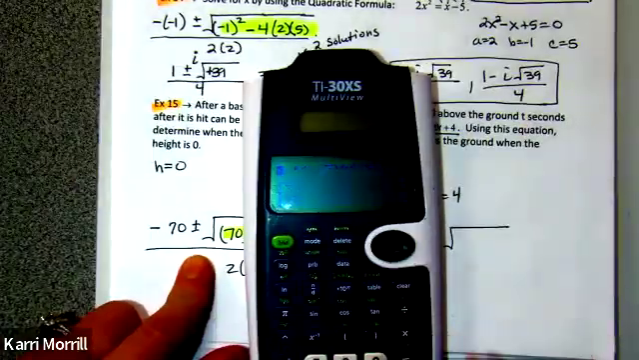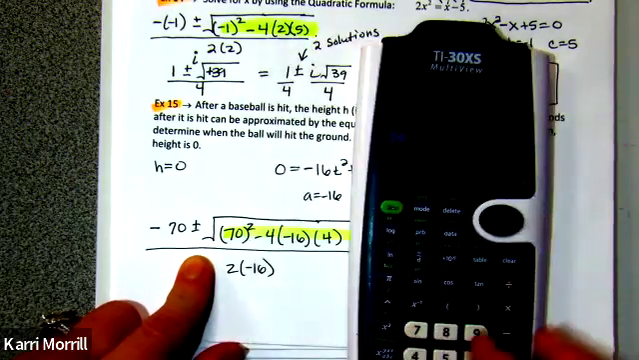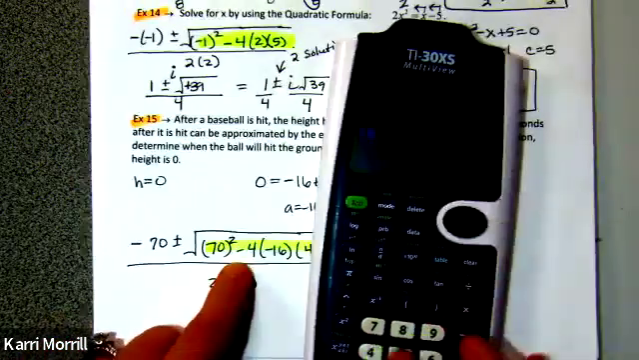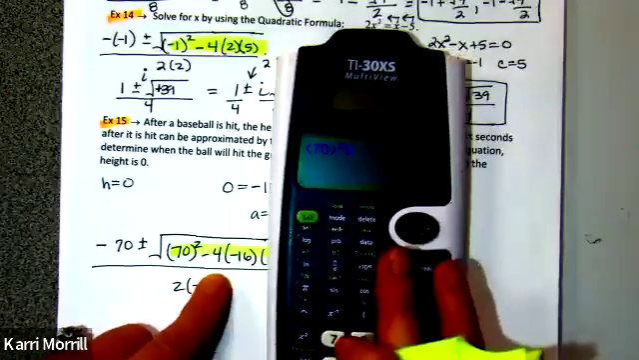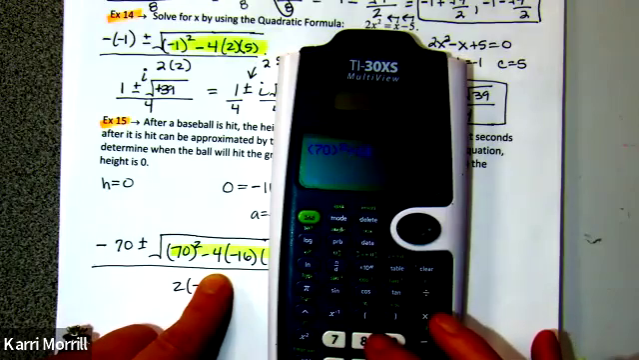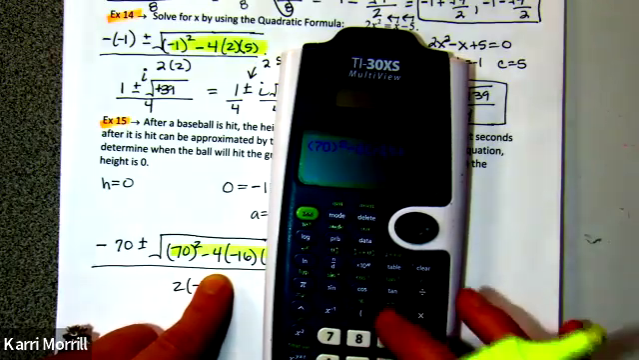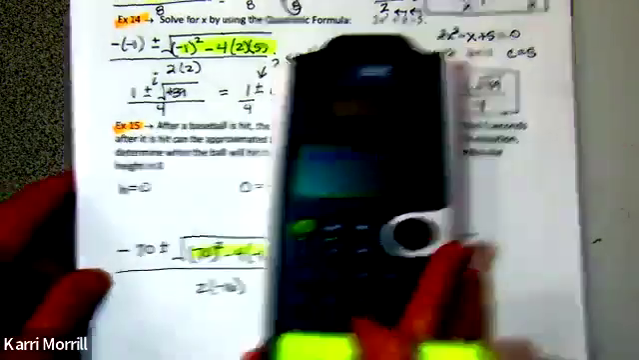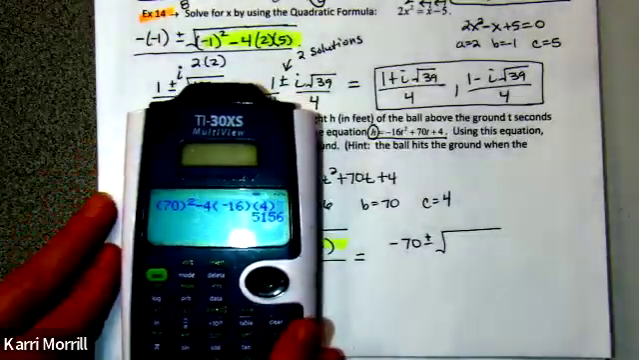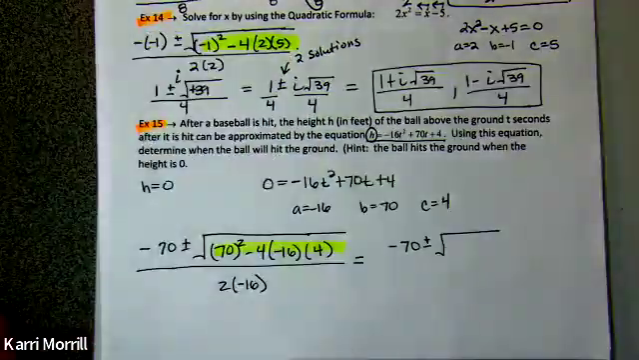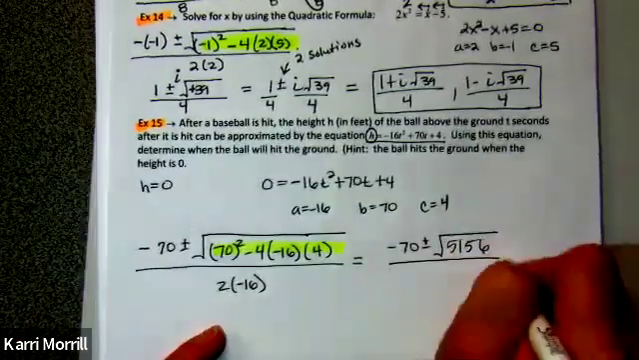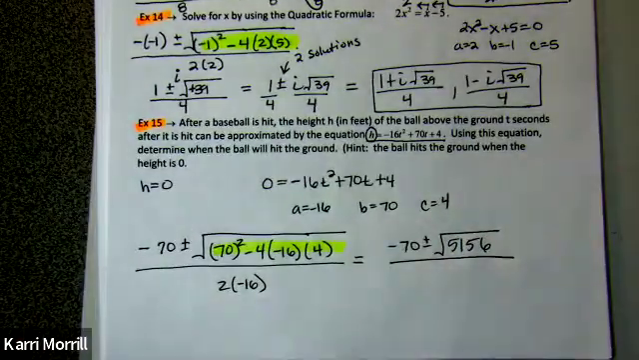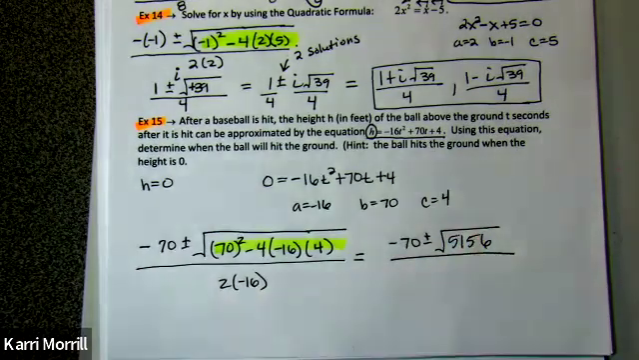I'll put in these parentheses just to stay consistent. It's not a negative, so it doesn't matter that much, but 70 squared minus 4 times -16 times 4. Okay, so I type that in my calculator and we get 5156. Sometimes your calculator won't simplify and keep big numbers in radical form, like it has a limit of how far it will simplify it for you.